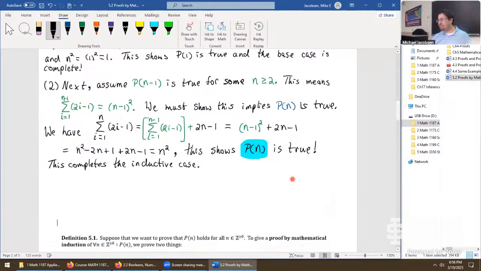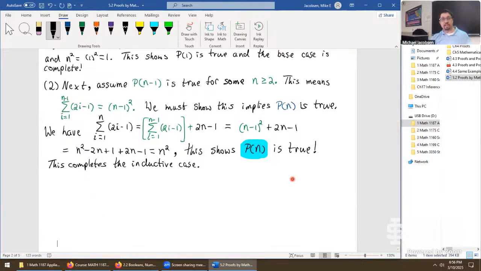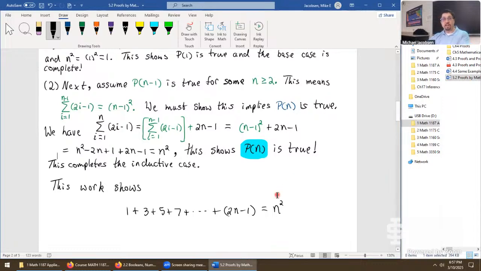I think the nicest way to say it, as just an overall summary, is that, let's make this a new paragraph. This work shows 1 plus 3 plus 5 plus 7, all the way on to the nth odd number, which is defined as 2n minus 1, is just n squared.